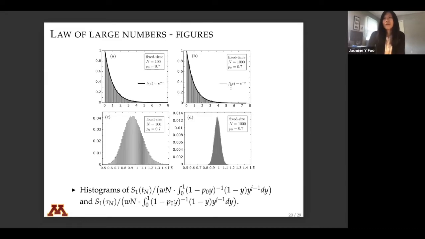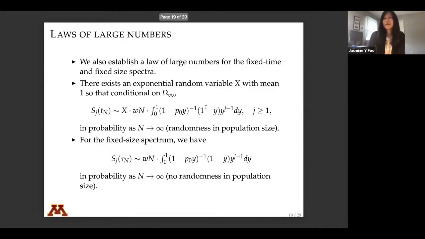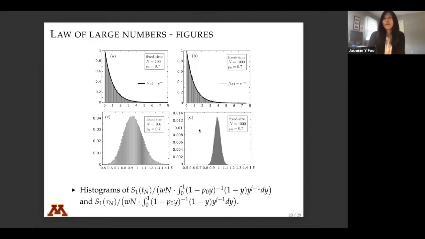Since this variable X in the limit here does not depend on j, if we normalize the fixed time spectrum by the total number of mutations, then it will obey the same law of large numbers as the normalized version of the fixed size spectrum. So that gives us a nice way to relate these two similar quantities. And that gives us some more flexibility with dealing with either clinical or lab types of data.